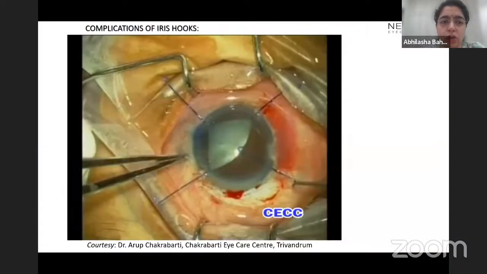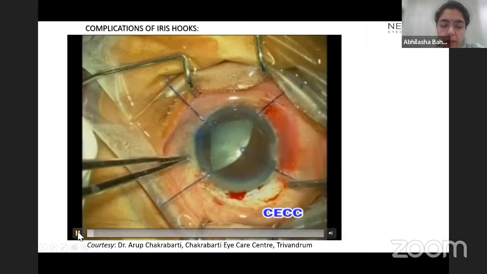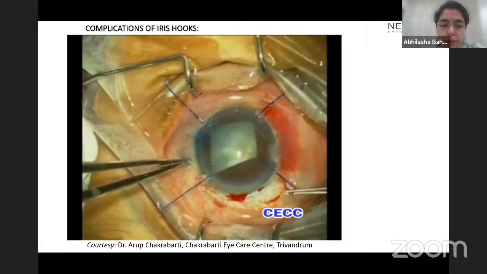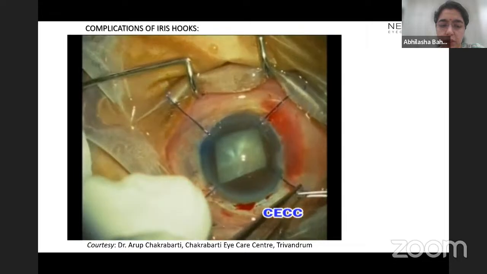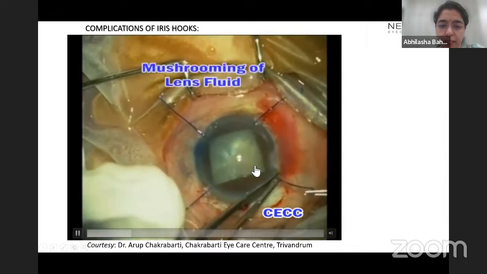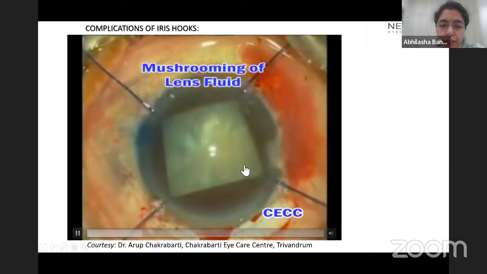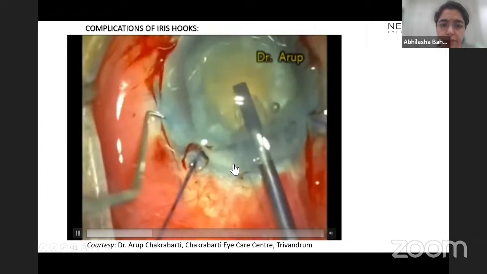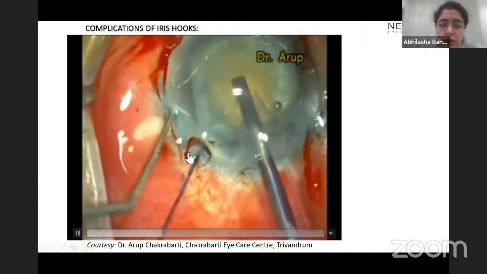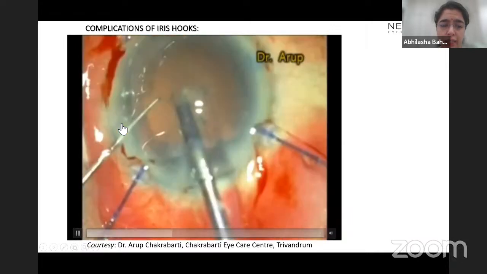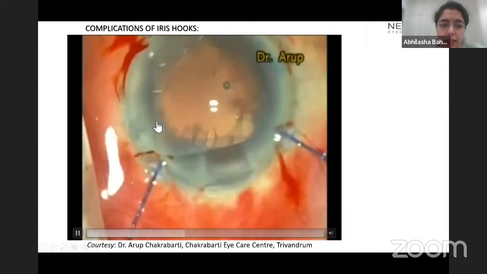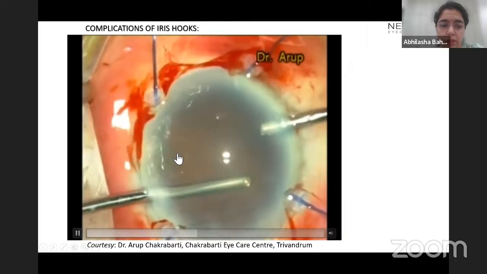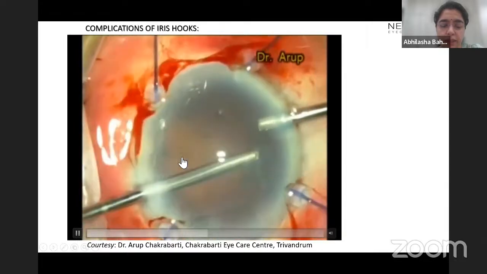Now, I'll show a video of complications of iris hooks. This video is courtesy of Dr. Arup Chakrabarti. Here, if you see, the iris hooks are all tightened at once, and then there is mushrooming of fluid in a case of intumescent cataract. Now here again in a square configuration, the chopper had touched the tented iris, and now there is bleeding. So now there is continuous bleeding from the iris.